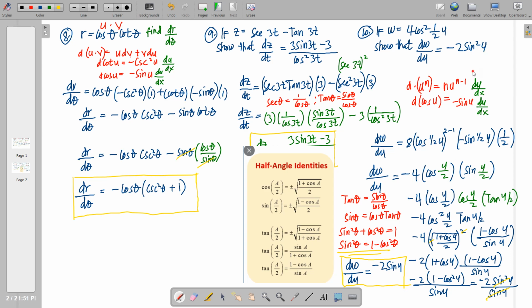So by the way, I have just mistaken on the copying of the answer dito. So supposedly this is negative 2 sine of y. So dw over dy is equal to negative 2 sine of y. So that is how to do it. So again, it depends on what will be your strategy. Either if you start to derive first and then substitute the identity, or use the identity first before deriving. So it does not matter as long as you arrive with the correct answer.